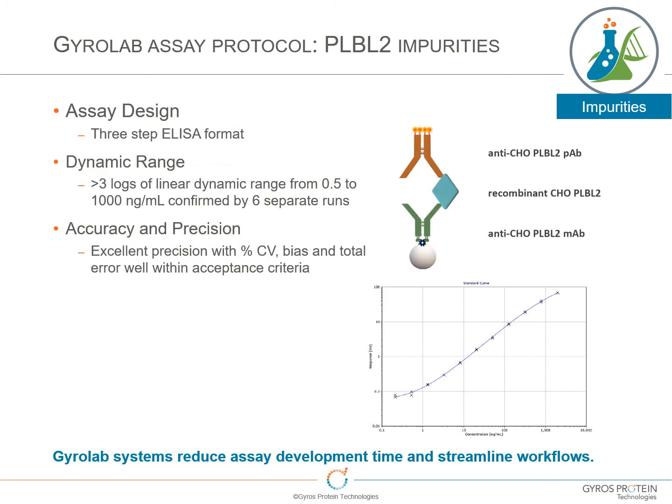Phospholipase B-like 2 protein, or PLBL2, is a process-related impurity that may co-purify with the drug substance and cause immunogenic responses in patients. A 3-step sandwich Gyrolab assay protocol is available to determine PLBL2 impurities in bioprocess samples from CHO cell lines. This assay has a broad analytical range of 0.5 nanograms per mil to 1,000 nanograms per mil. Use of this protocol on Gyrolab systems reduce assay development time and streamline workflows.